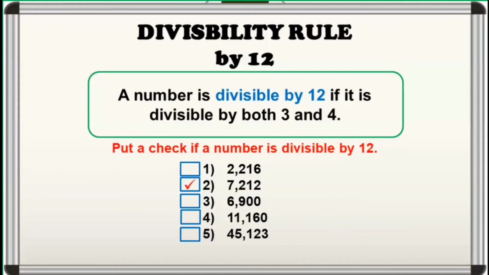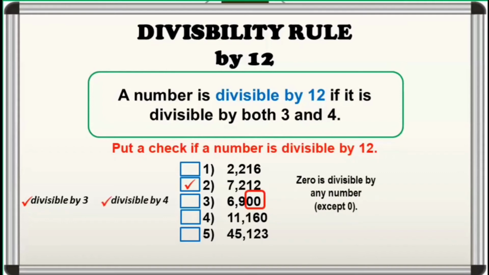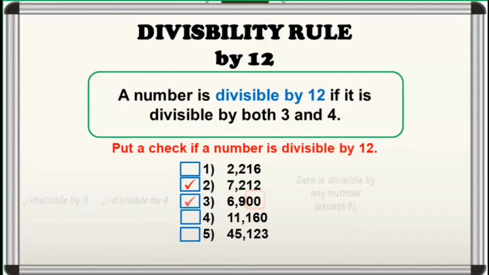For number 3, the sum of its digits is 15, so the given number must be divisible by 3. Next, its last two digits form the number 0, and it's obviously divisible by 4, so the given number is also divisible by 4. Therefore, the given number is divisible by 12.